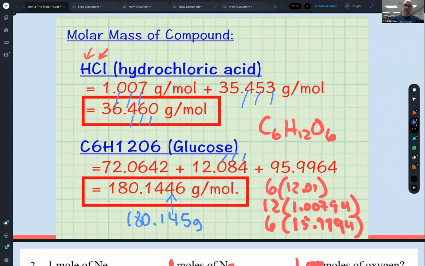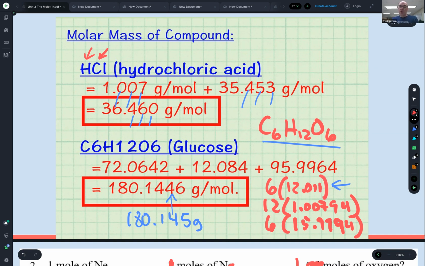For glucose, the formula is C6H12O6. What we need to do is distribute the 6 to the weight of the carbons, distribute the weight of the hydrogens. What is carbon? Sorry, 0, 1, 1, not 0 right there. So that's a 1, 1. And so we'll distribute 6 carbons, 12 hydrogens, and 6 oxygens.